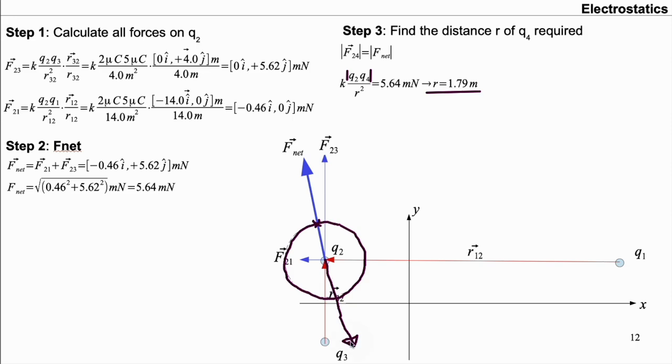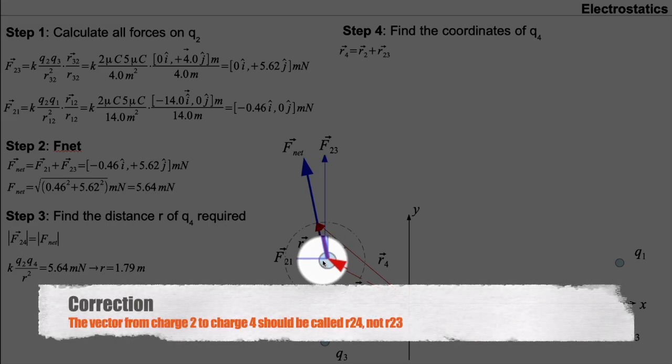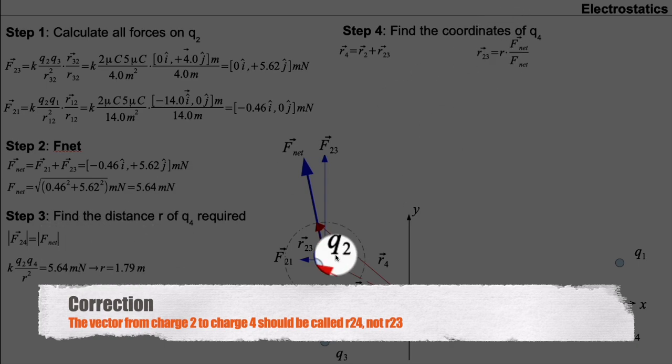This brings us to step number four, which is to actually calculate the coordinates of this point here. To do so, I will introduce my vector R4, which points from the origin to that location here, which is actually the vector from the origin to the location of the charge 2, plus a vector from 2 to 4. That vector is having the length that we just calculated over here, 1.79 meters, and it points in the direction of Fnet.